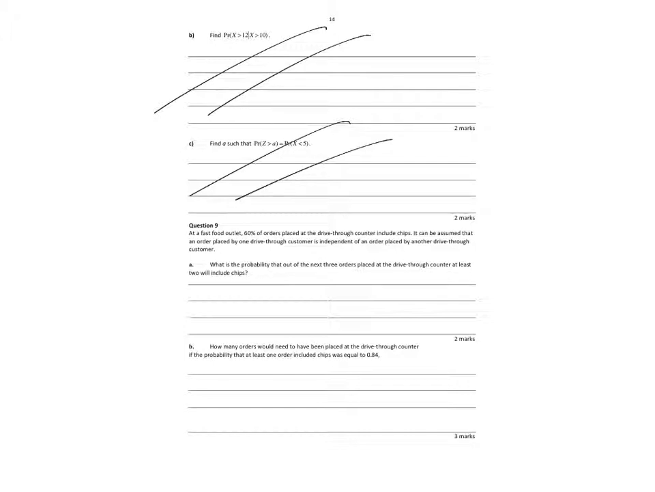All right, fast food outlets: 60% of orders placed at the drive-through counter include chips. It can be assumed that an order placed by one drive-through customer is independent of any other. Out of the next 3 orders placed at the drive-through, what's the probability at least 2 will include chips? So we have 3 orders, so n is 3, probability of success is 0.6, and they're independent. So the probability that x is greater than or equal to 2 is equal to the probability that x is equal to 2 or x is equal to 3.